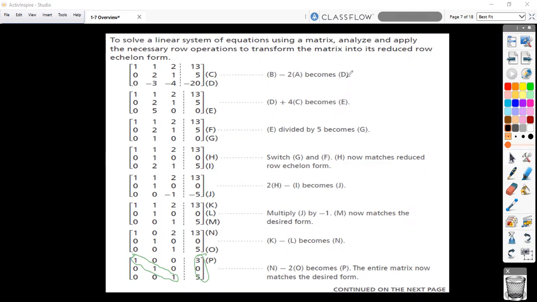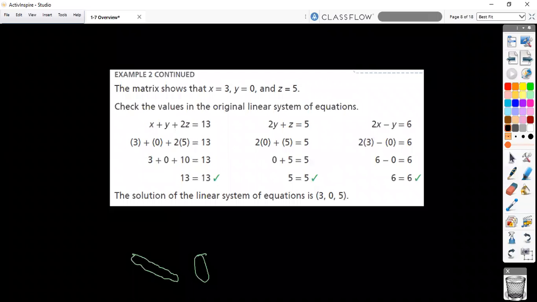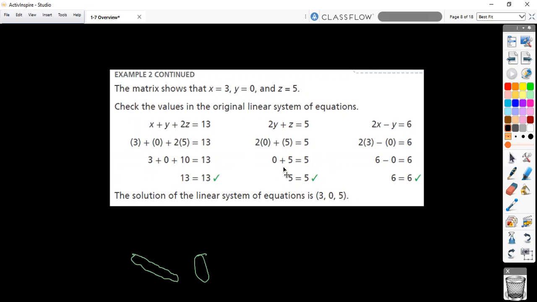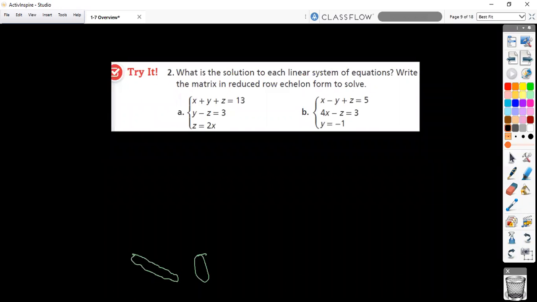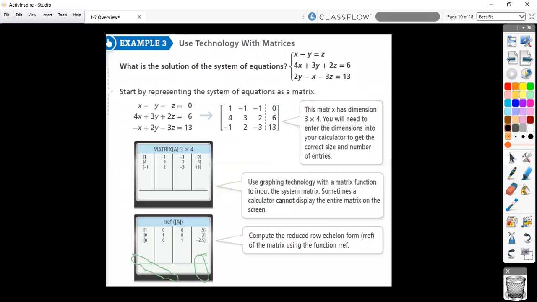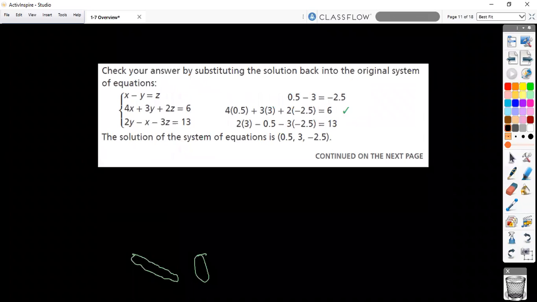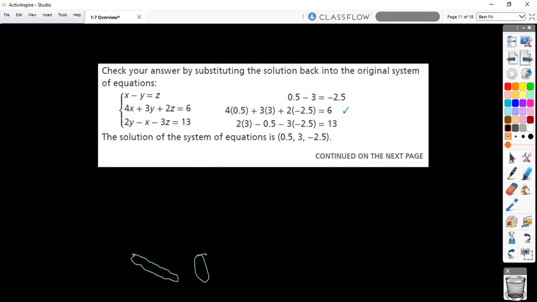And that's going to end up giving us our answer to the entire problem. And then here they did a check step to see, do they work, the 3, 0, 5, and put them in to see that it does work in each of the equations. Again, we could do a try it to practice, or they're showing you a graphing calculator look of how the matrices might show up depending on what your technology is.